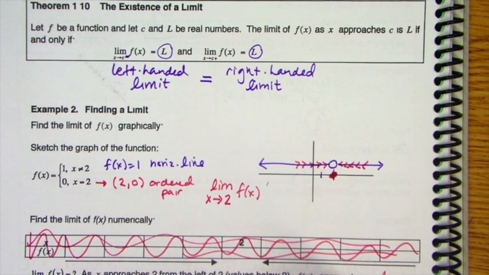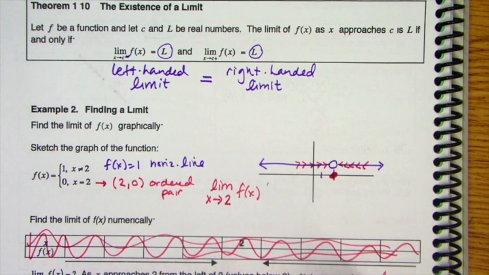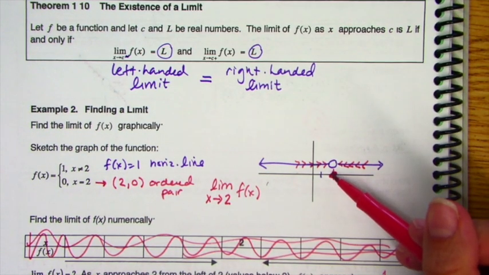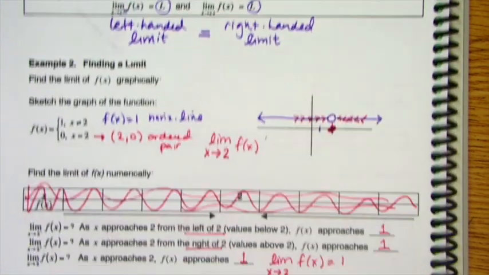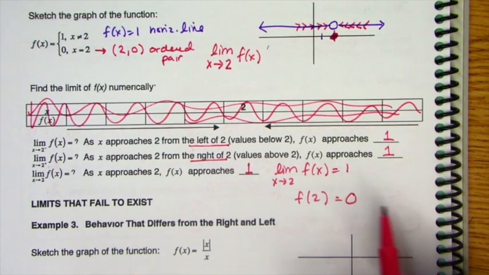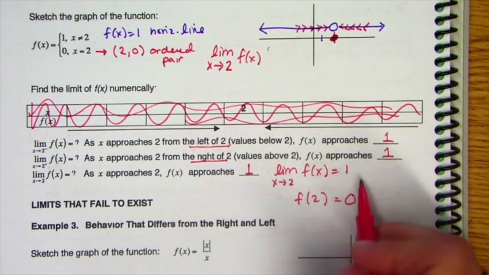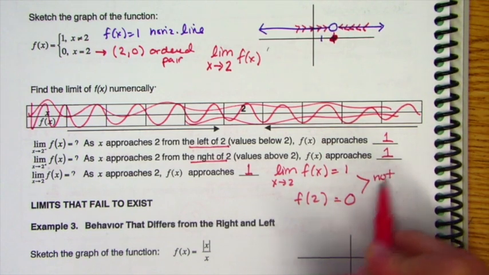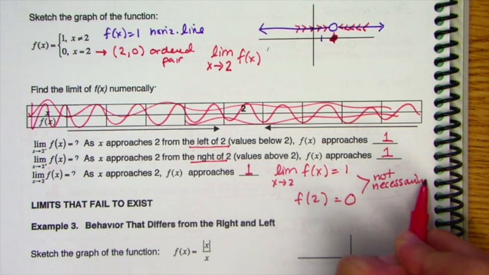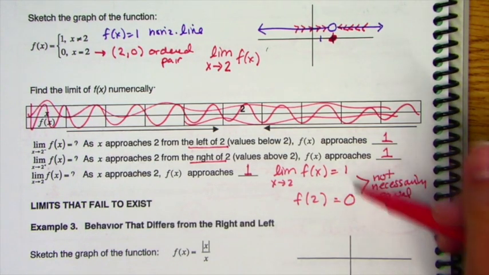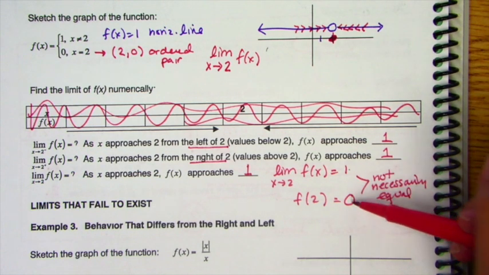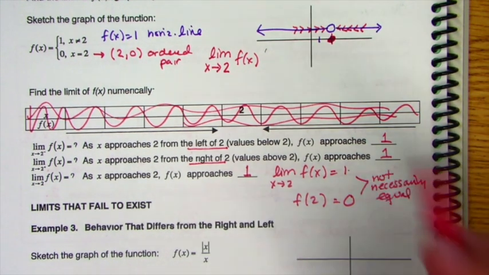Now this is an interesting case because the limit as x approaches 2 of f of x is equal to 1. But what is f of 2? What's the value of my function at 2? Well, the value of my function at 2 is equal to this point right here, which is 0. So my function value is not necessarily equal to the limit. So I'm going to write here a little note, not necessarily equal. Sometimes your function value and the limit will be equal, but a lot of times they're not going to be the same. You can have a limit that's different from the function value. Okay, I'm going to pause it there for part 1.